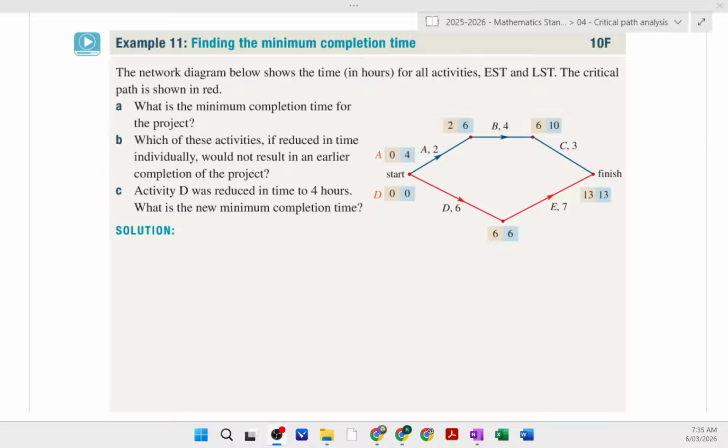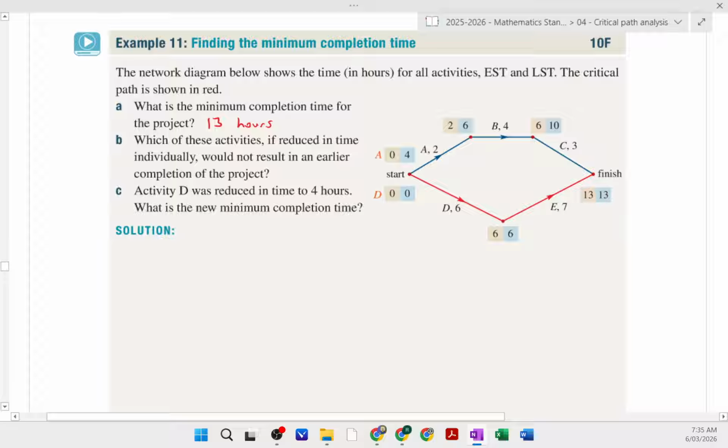All right. So the network diagram below shows the time in hours for all the activities. It's already got the earliest starting time, it's already got the latest starting time, and it's already got the critical path marked. So what is the minimum completion time? Well, we're just going to go over here. The minimum completion time is 13 hours. All right.